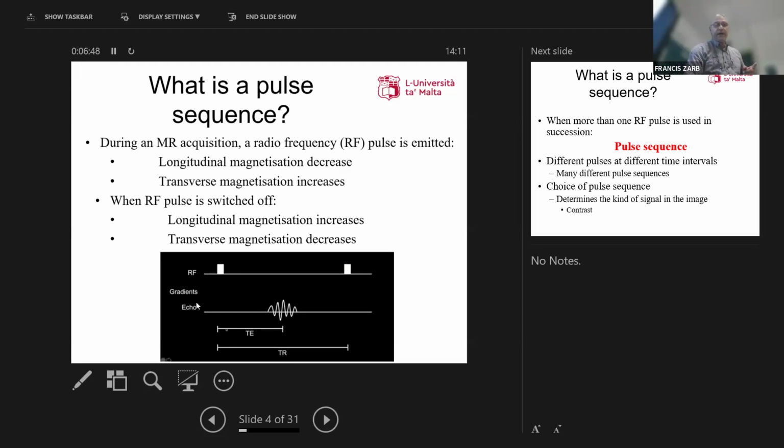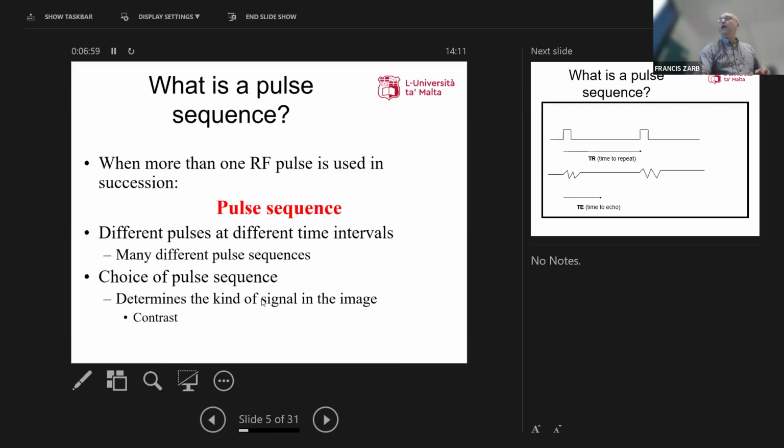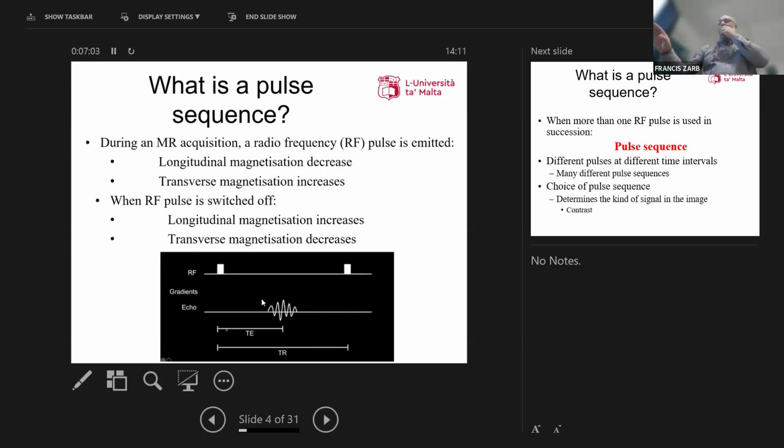So here we have a graphical representation of a pulse sequence. We move to the next image. A graphical representation of a pulse sequence where you are sending the RF pulse.